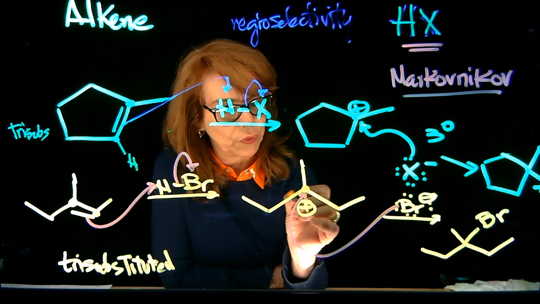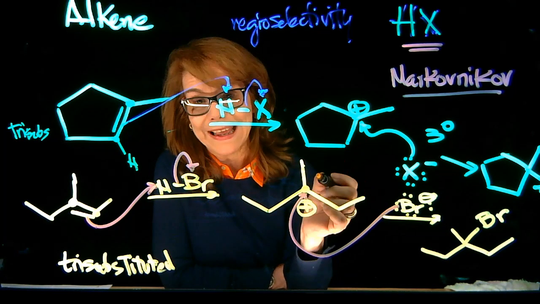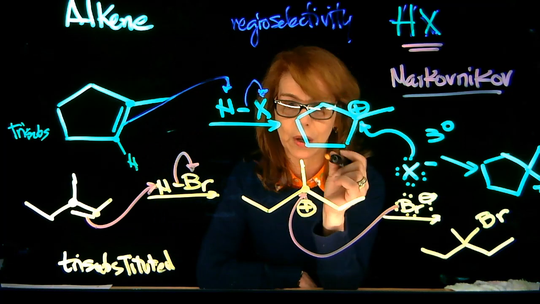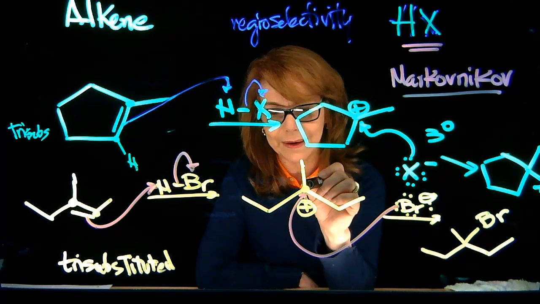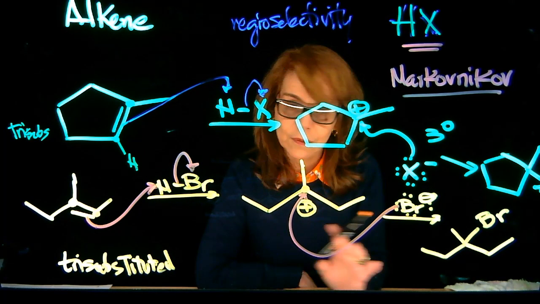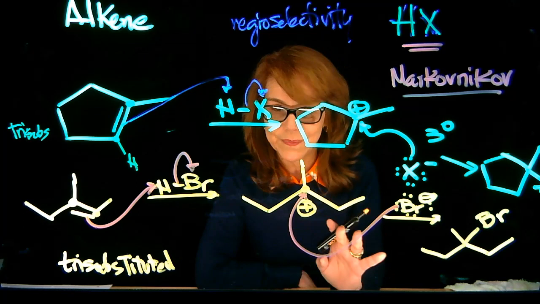If those substituents were different, then we need to pay attention to the stereochemistry of the product, because the nucleophilic attack can happen from both sides of the plane. We're going to do other examples doing that.